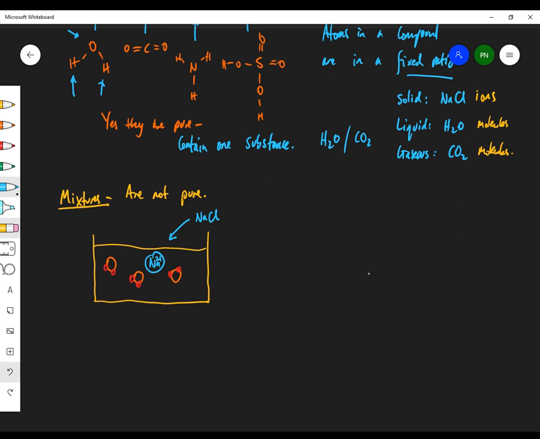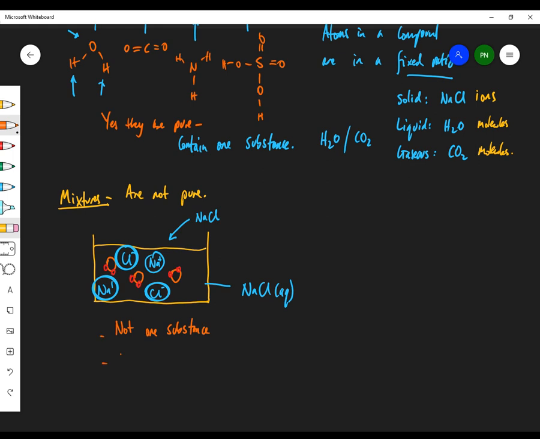Oh, that's wrong. It's not 2 plus. It's plus 1. The sodium ions and the chloride ions will mix up with the water. So this is salty water, really. This would be NaCl aqueous. This is sodium chloride dissolved in water, and it is not pure. What do we mean by not pure? Well, there's not one substance. There's more than one substance.